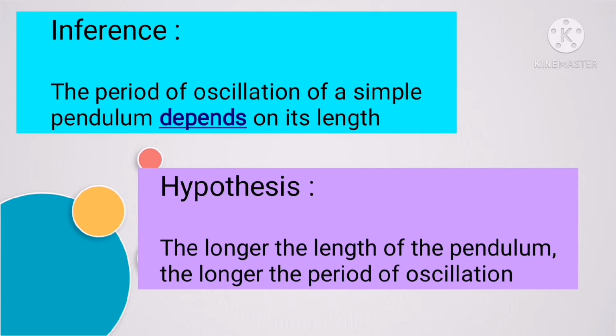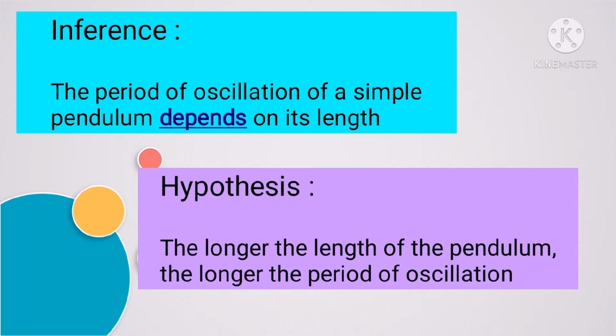You can also write: the period of oscillation is affected by the length of the simple pendulum. The period of oscillation of the simple pendulum is affected by the length of the pendulum.